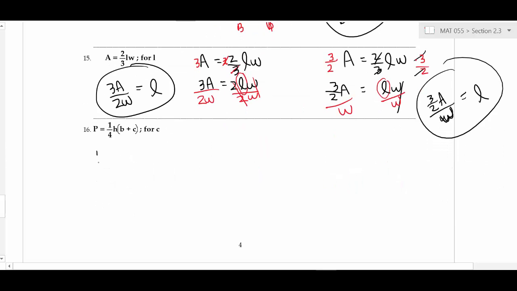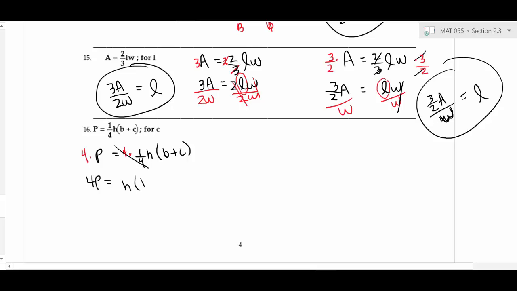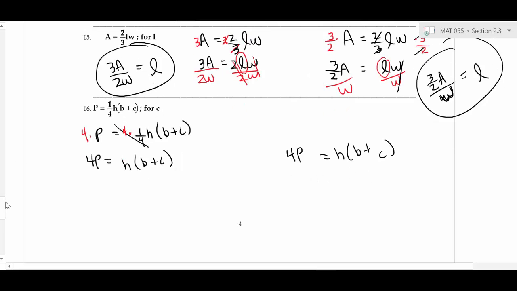Now the next one, how did you start the problem? Multiply by 4. Multiply by 4, exactly. By doing that, you're going to get rid of the fraction. So that's going to give 4p equals h times b plus c. Now I'm going to take this in two directions because you have two choices at this point, and I want to just kind of see who did what.